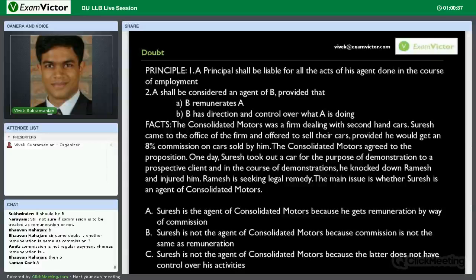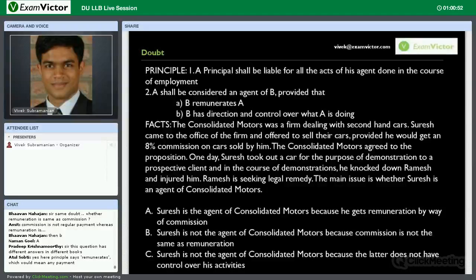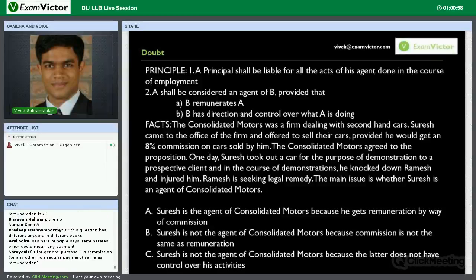So as far as A is concerned, simply because he gets remuneration, obviously this cannot be correct because for an agent two conditions must be satisfied, then the answer must speak of both the conditions. So A is definitely not the answer, and C should be correct. So any payment, yes, any payment is remuneration.